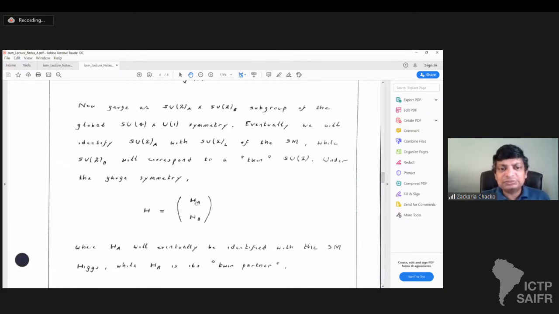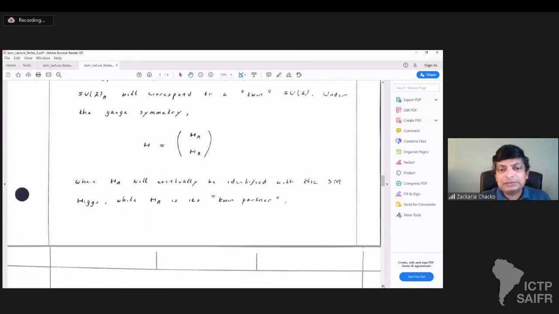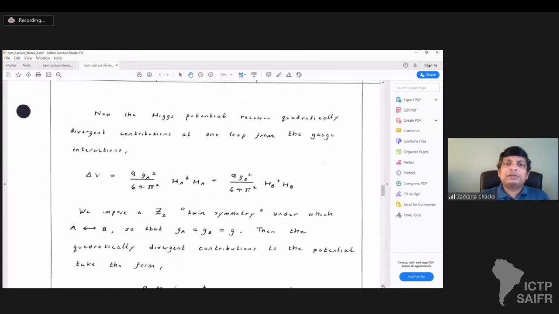So under the gauge symmetry, this H decomposes into a doublet of the first SU(2) and a doublet of the second SU(2). And eventually, this doublet H_A is what we are going to identify with the standard model Higgs, right? And H_B is what we're going to call its twin partner. It's a twin partner of the standard model Higgs. So now the Higgs potential is going to receive quadratically divergent contributions at one loop from the gauge interactions. This is embarrassing. I've forgotten the Λ² here. There should be a Λ² here and a Λ² here. But you get a quadratically divergent contribution like this, all right?